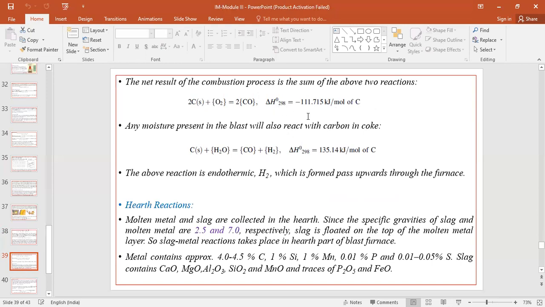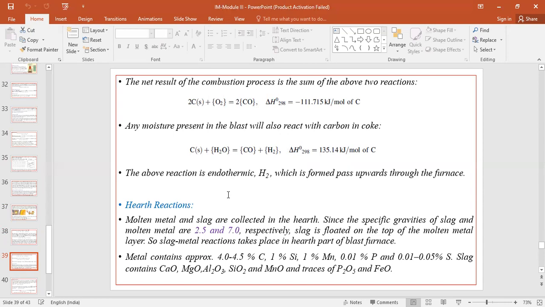Sometimes, to control the raceway adiabatic flame temperature, we inject an amount of steam into the blast furnace. In that case, the steam, H2O, will react with the solid carbon present in the coke and form CO plus H2. So if 1 mole of carbon reacts with 1 mole of H2O, we get 2 moles of reducing gases: 1 mole of CO and 1 mole of H2. Both are reducing gases, and this is an endothermic reaction, where you can see the delta H value is positive. Both H2 and CO that are formed will travel upwards.